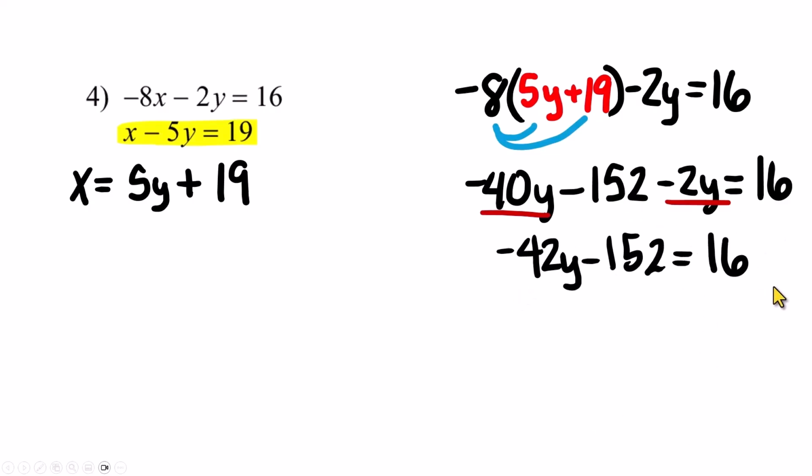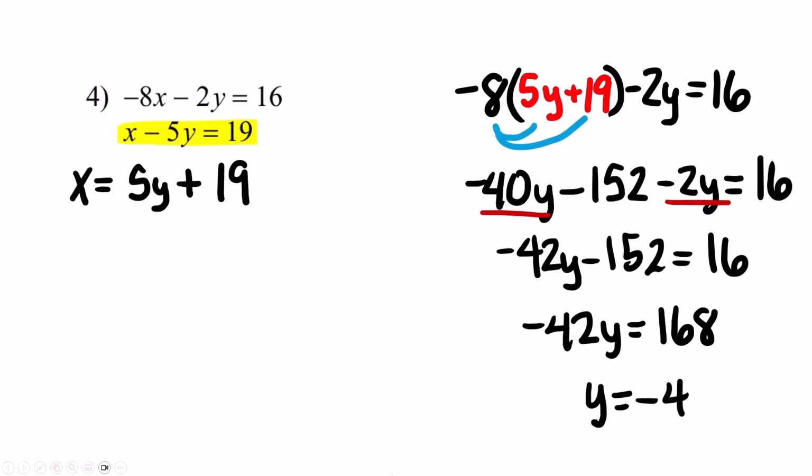Add 152 to both sides now. Negative 42y equals 168. Divide both sides by negative 42, and we end up with y equals negative 4. That's a lot of work. I know you feel done. You're not. You're only half done.